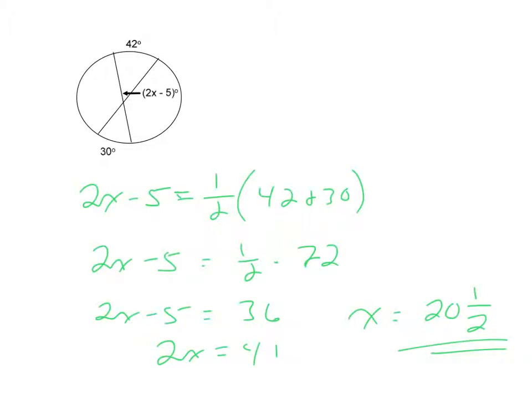Okay, I got x equals 20.5. I set my chord angle, 2x minus 5, equal to half of the sum of the arcs. Well, the arcs are 42 and 30. 42 plus 30 is 72. So 2x minus 5 is equal to 1/2 times 72. Half of 72, of course, is 36. Add the 5. 2x is equal to 41. Divide by 2. x equals 20.5.